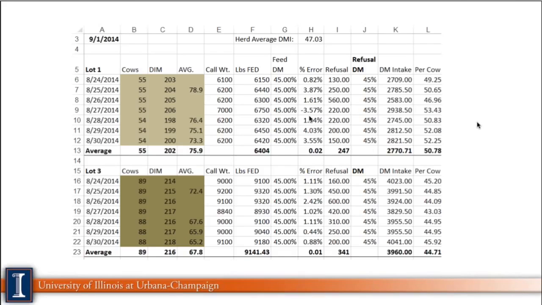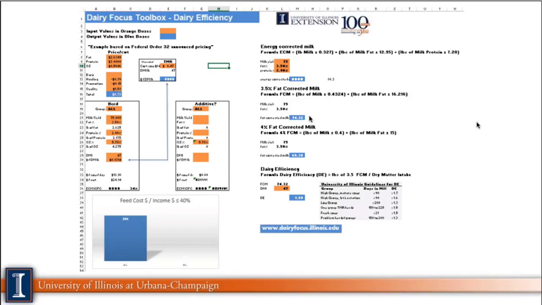So when you use that, now I can use that in the tool. So again, this is a broader vision of the tool. I'm going to show you. You guys can go to the website, dairyfocus.illinois.edu. You have that tool over there. I'm going to show a little bit later.